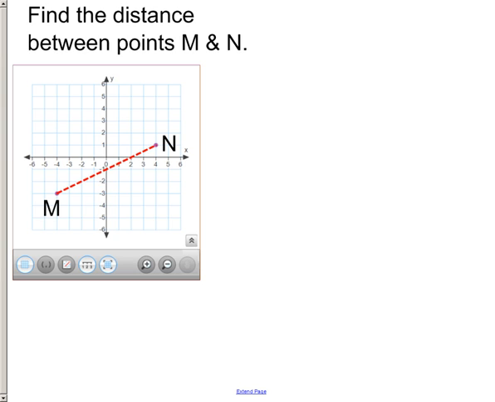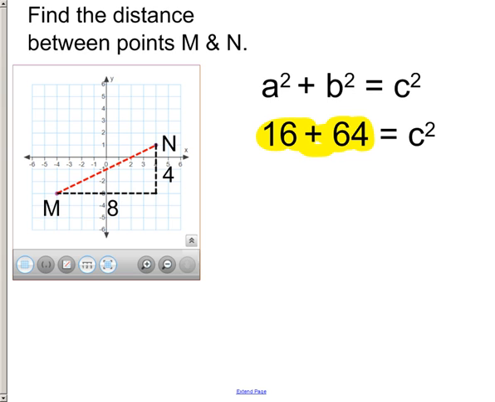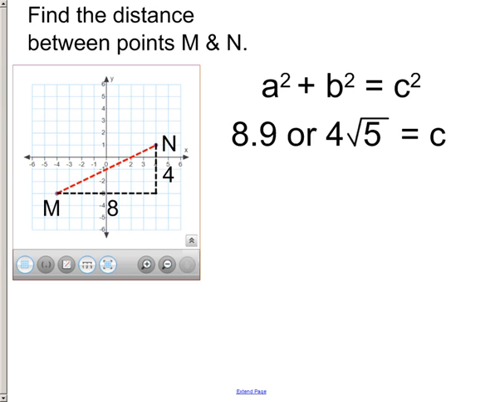If we have the distance between m and n is what we need to find right there, go make your triangle, find the length of each leg, plug that information into your Pythagorean theorem. Here you see we get the square root of 80 is what we need. And so that would round to be about 8.9, or if we wanted the exact distance without rounding, we would say 4 radical 5, because that's the square root of 80 simplified.